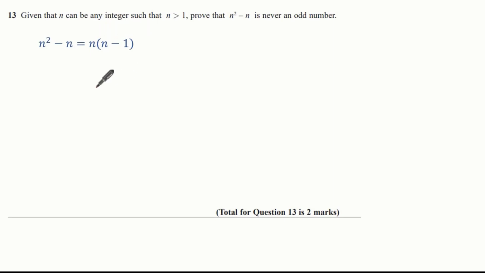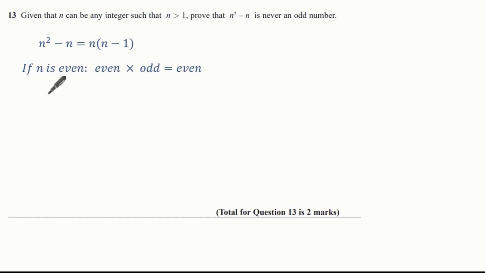Now, let's look at n being an even number. Well, if n is an even number, this would be indicated here. Now, if n is even and we subtract 1, then that would be odd. And we know any even number multiplied by an odd number will always be even.